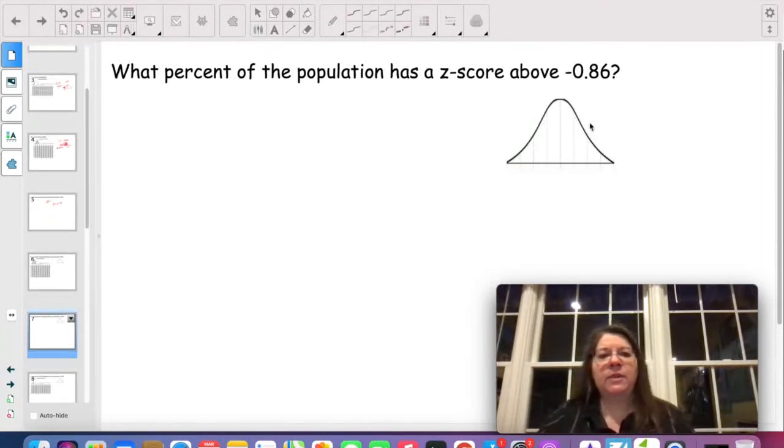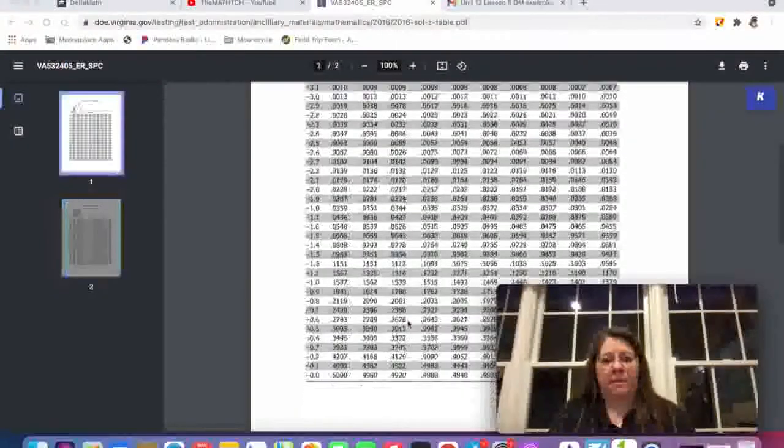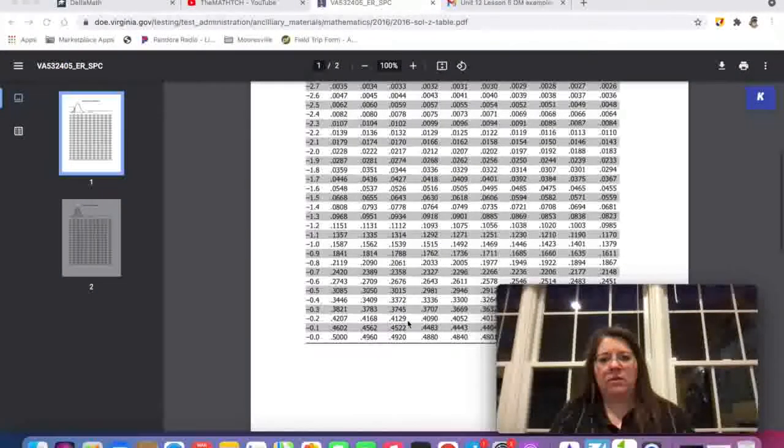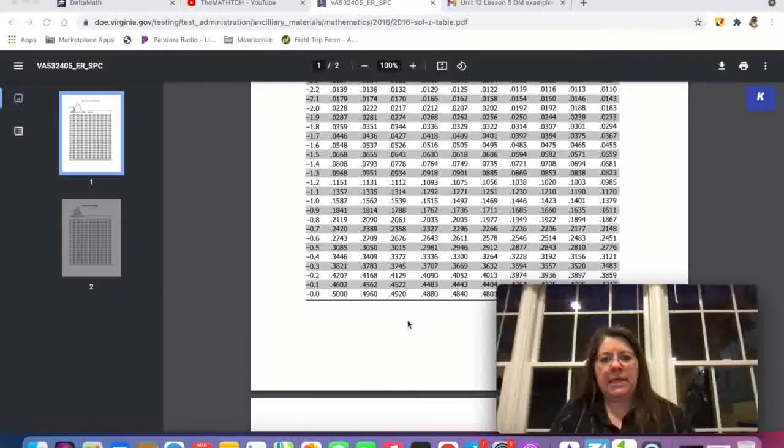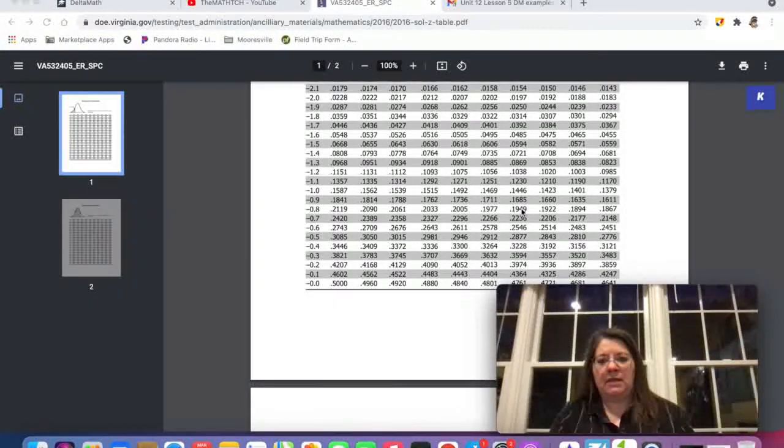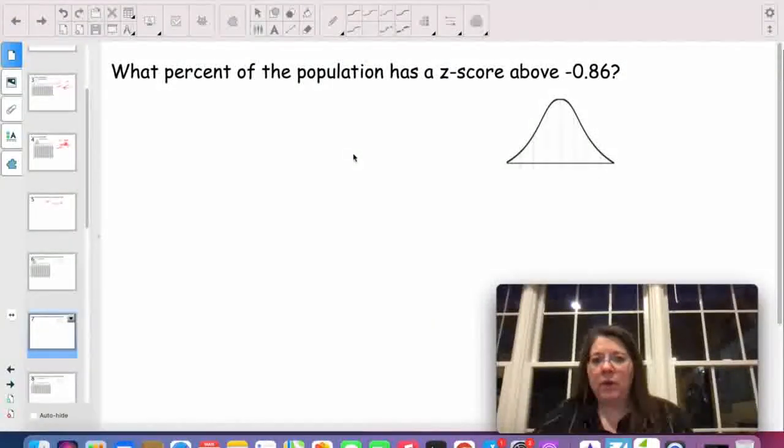All right, here's another one. This one says, what percentage of the population has a z-score above negative 0.86? Okay, I'm going to go into the z-score table. It's a negative 0.86 is what we're looking up. So I've got the negative side of the z-score table, and it's a negative 0.86. Here's a negative 0.8. That's a 0, 1, 2, 3, 4, 5, 6. Negative 0.86 is a 0.1949. So this is a 0.1949.